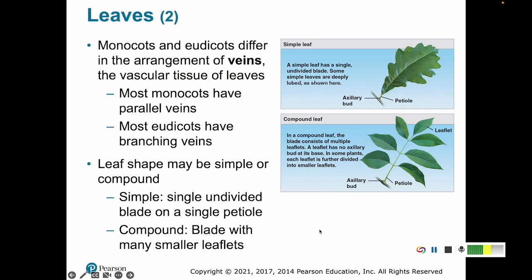Monocots and eudicots will differ in their arrangements of their veins. Monocots have parallel veins, and most eudicots have branching veins. And then leaf shape can be simple, where there's one undivided blade on a petiole, or compound, where you have a blade with many smaller leaflets.